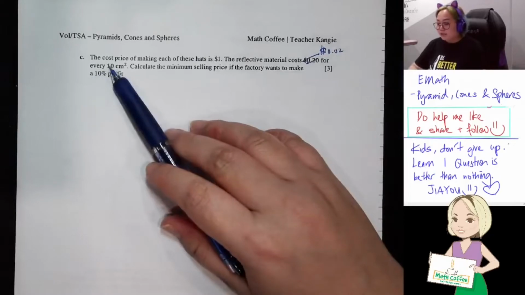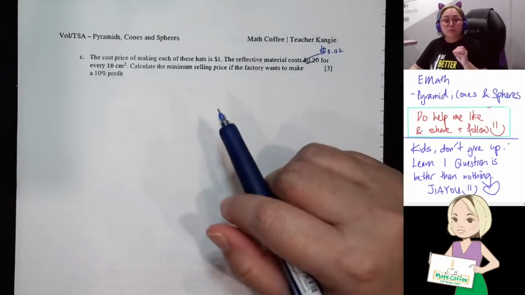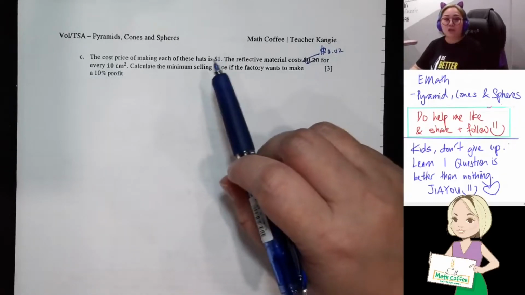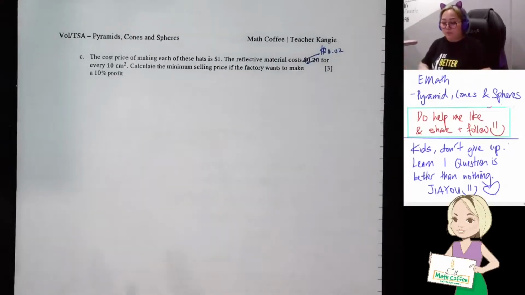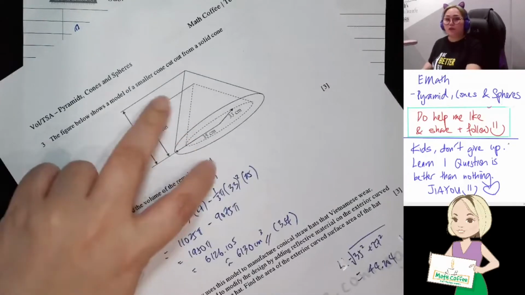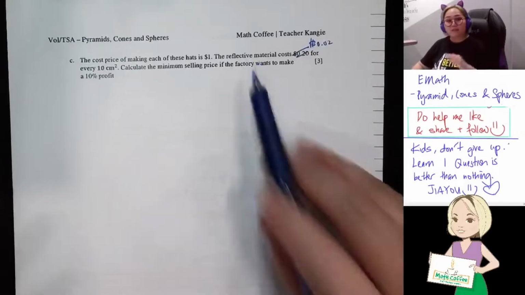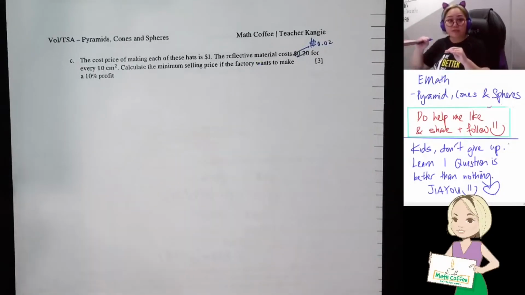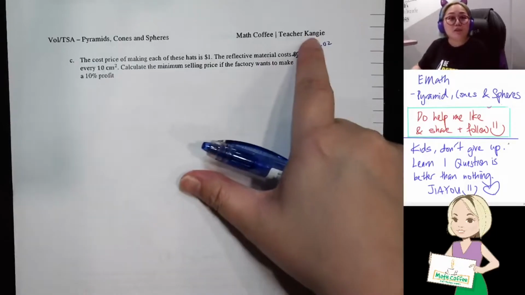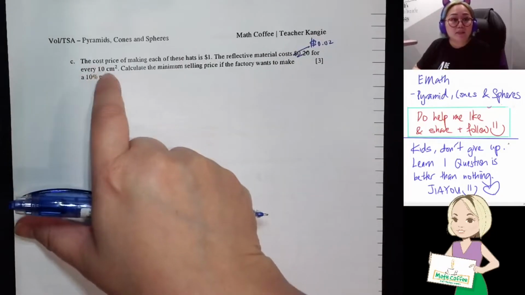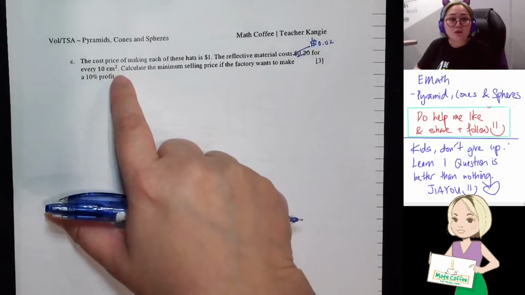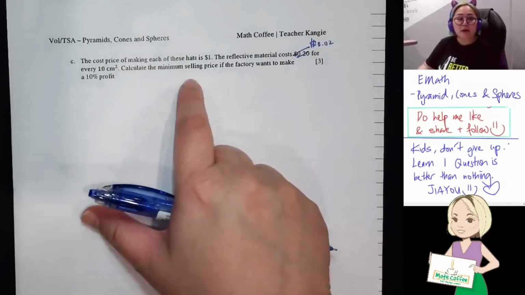So now they say the cost price of making each hat is $1. Okay, that means to make this thing costs $1, the cost price. And then after that, because of the reflective material that they put around the curved surface area, it costs 2 cents for every 10 cm squared. So they want you to calculate what is the minimum selling price of the factory.